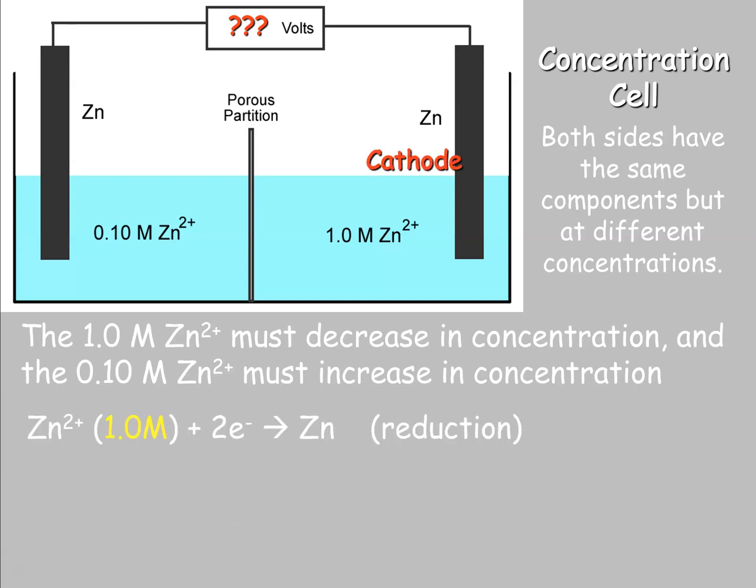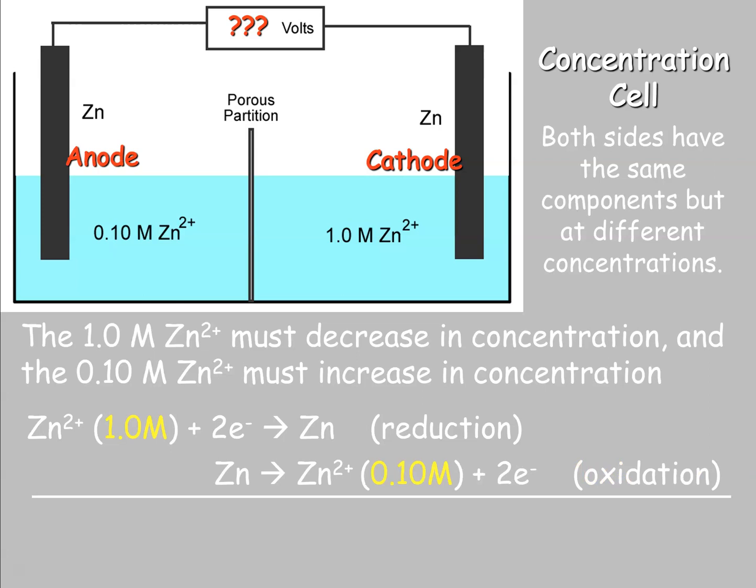Okay. So we get this reaction, or half reaction. The zinc with the 1 molar is going to be reduced. There's my cathode. The zinc of the 0.1 molar is going to be oxidized. There is my anode. So I know what's going on either side of my lovely cell. So I'm going to get zinc 2 plus going to zinc 2 plus, but our concentrations are different.